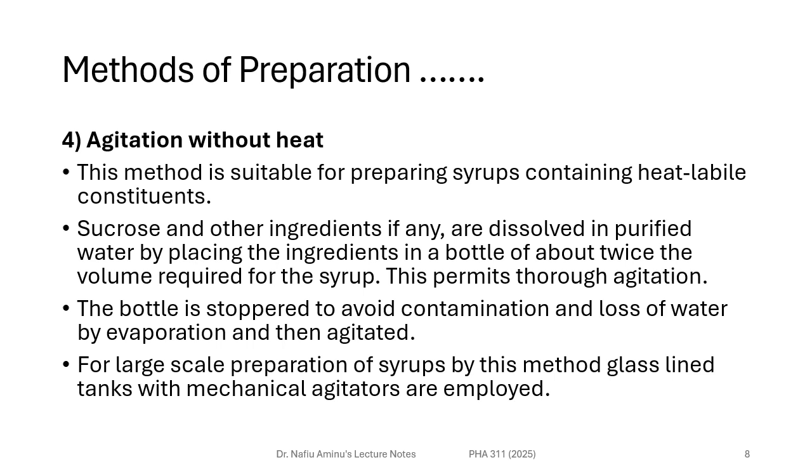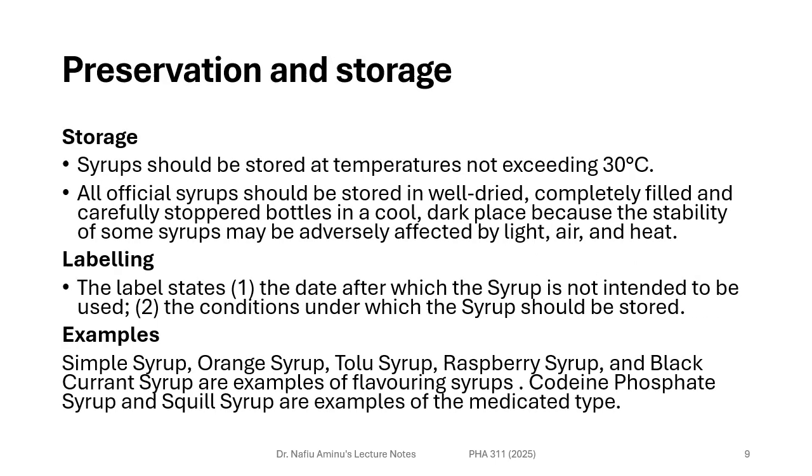The bottle is stoppered to avoid contamination and loss of water by evaporation, and then agitated. For large-scale preparation of syrup by this method, glass-lined tanks with mechanical agitators are usually employed. So this is about this method, which represents the last method we'll discuss here for the preparation of syrups, then preservation and storage of syrups.